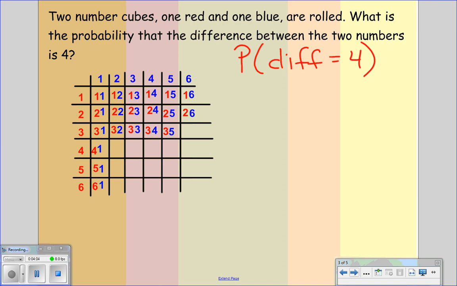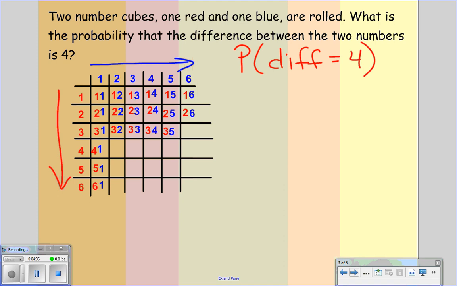Some of you may have already thought about the fundamental counting principle: we have 6 numbers on the first cube and 6 numbers on the second cube, so we have 6 times 6, or 36 different outcomes. But we also have this lovely little chart that's going to help us organize what we're looking for. I have 1, 2, 3, 4, 5, 6 heading that way, and 1, 2, 3, 4, 5, 6 heading that way. Those are our number cubes, red and blue.